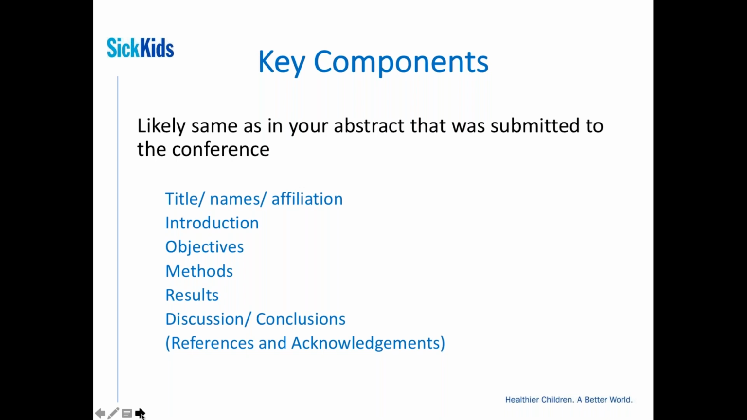So the key components, likely the same as in your abstract that was submitted to the conference, because that was your guidelines. Title, names and affiliation, introduction, objectives, methods, results. And sometimes I just lump the discussion and conclusions together because it's not a long drawn out section, and there's not that much to say, so I just kind of lump it together.